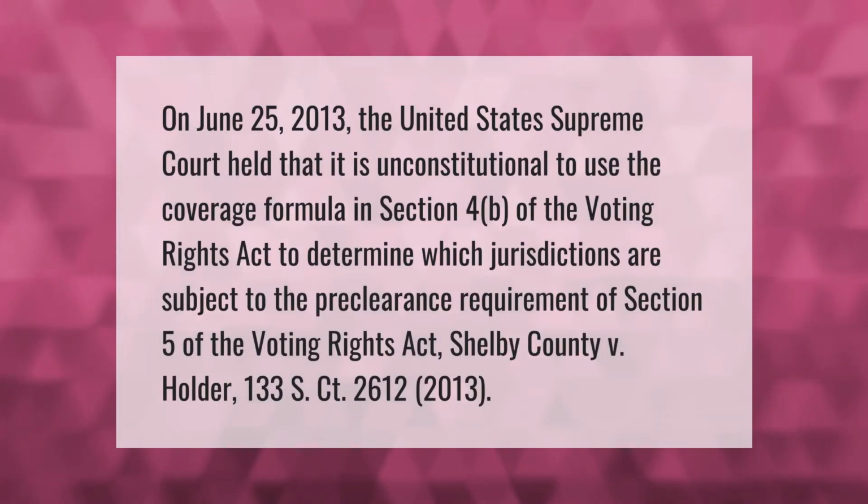On June 25, 2013, the United States Supreme Court held that it is unconstitutional to use the coverage formula in Section 4(b) of the Voting Rights Act to determine which jurisdictions are subject to the pre-clearance requirement of Section 5 of the Voting Rights Act. Shelby County v. Holder, 133 S. Court 2612, 2013.